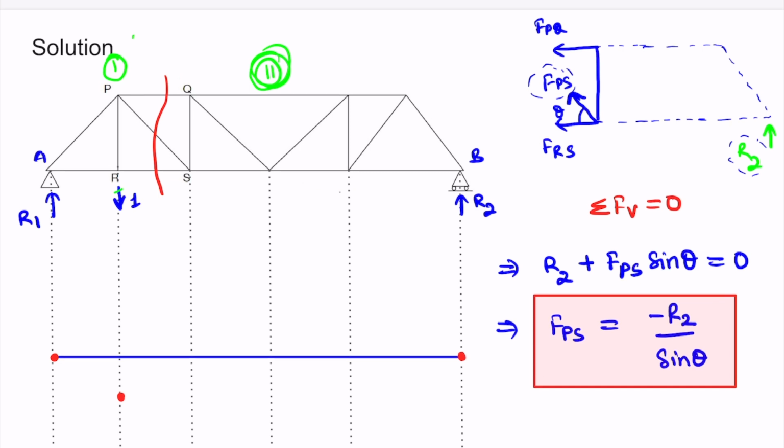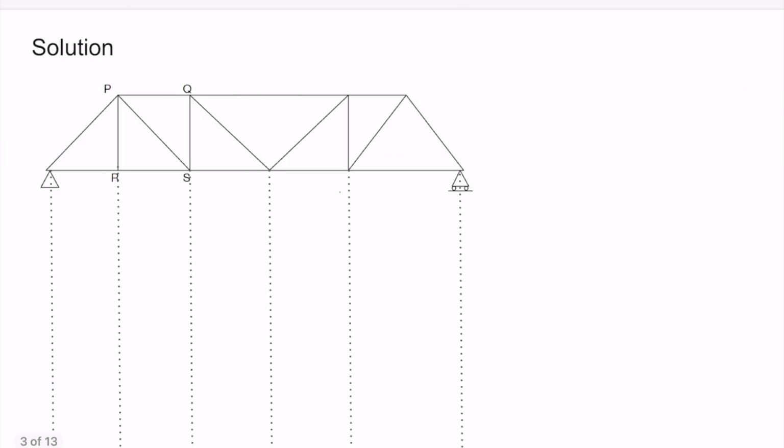Now we will shift this unit load to position S, and similarly like this step we will calculate the force in member PS. So now I'll apply the unit load at position S. So this will also generate some reaction. Let's call them R3 and R4 here. Now again the same step, we will cut the section in this way. This will generate two further sections, this 1 and 2.